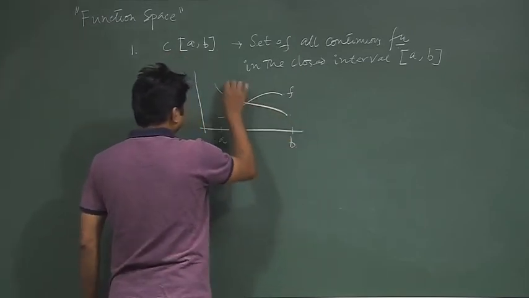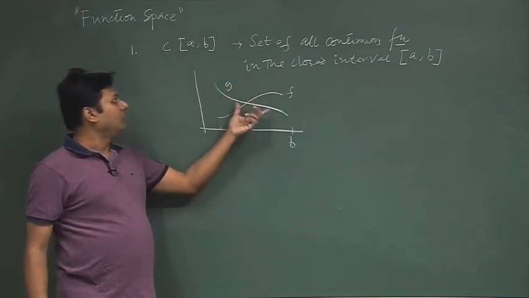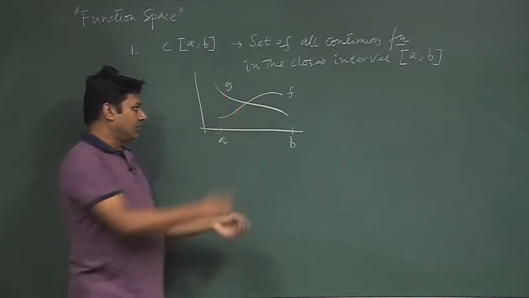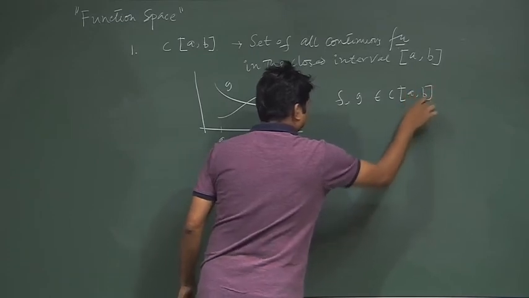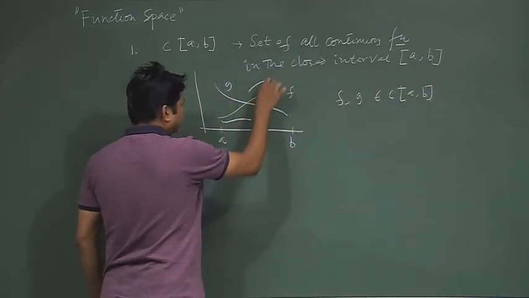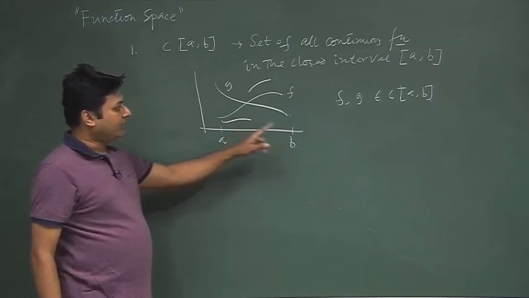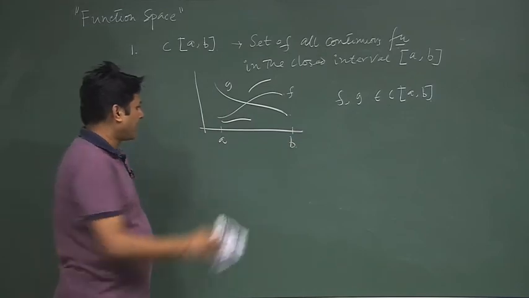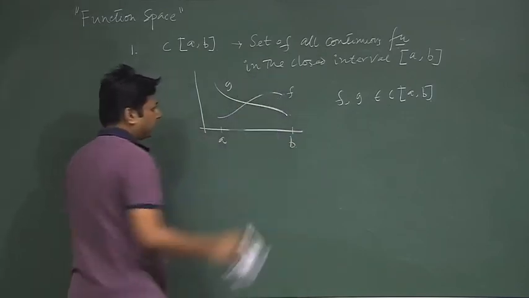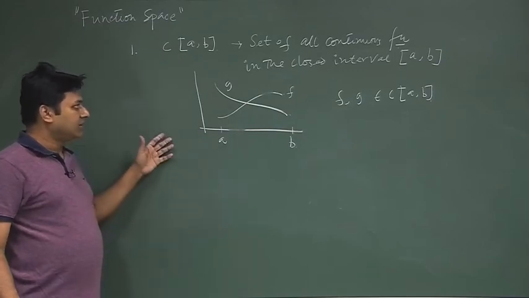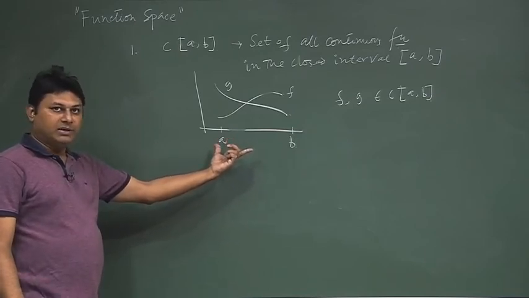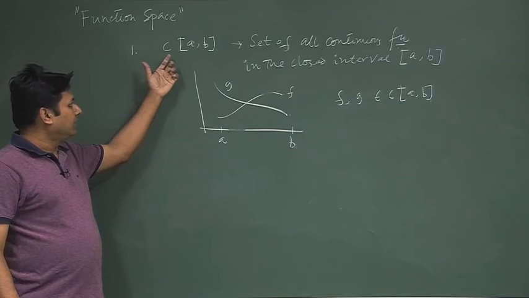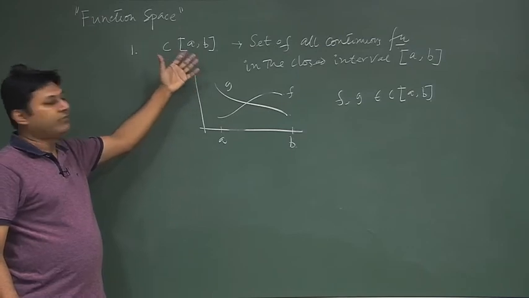Another function is g, this is also continuous, they can also form a function. Both f and g belong to C in the closed interval AB because they are continuous. If there is a discontinuity like this, this function h is not in this space of continuous functions. So there are infinite numbers of functions which are continuous in the AB interval, and all these are in the set of continuous functions in AB, and they form a function space.